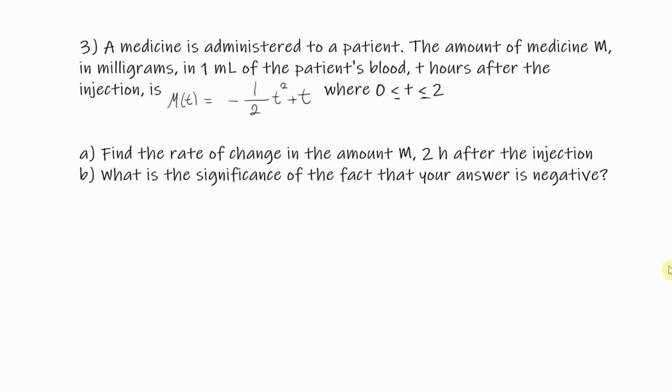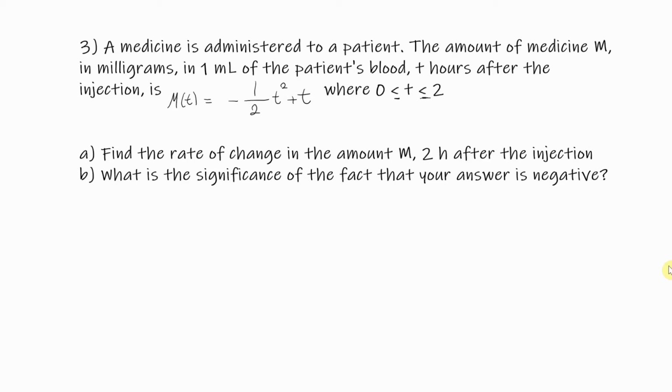So in this question, it's more of a case where medicine is administered to a patient. The amount of medicine M in milligrams in 1 milliliter of the patient's blood, t hours after the injection is M(t) equals -1/2 t squared plus t, where my t is between 0 and 2 hours. So the first portion is asking us, find the rate of change in amount M 2 hours after the injection.